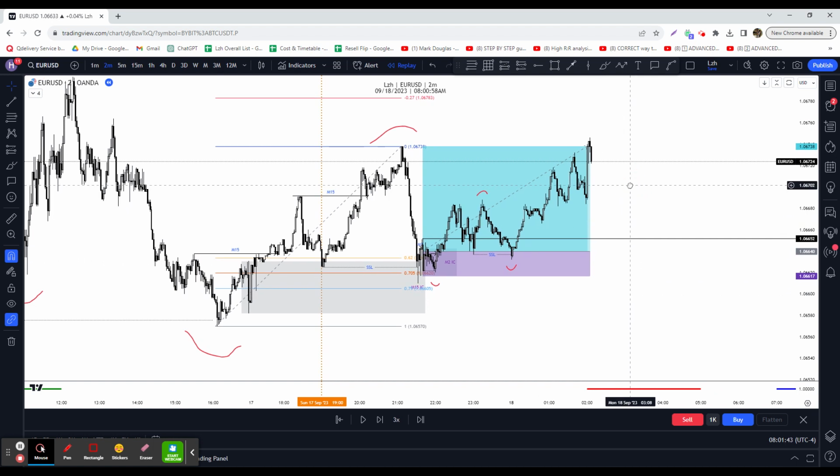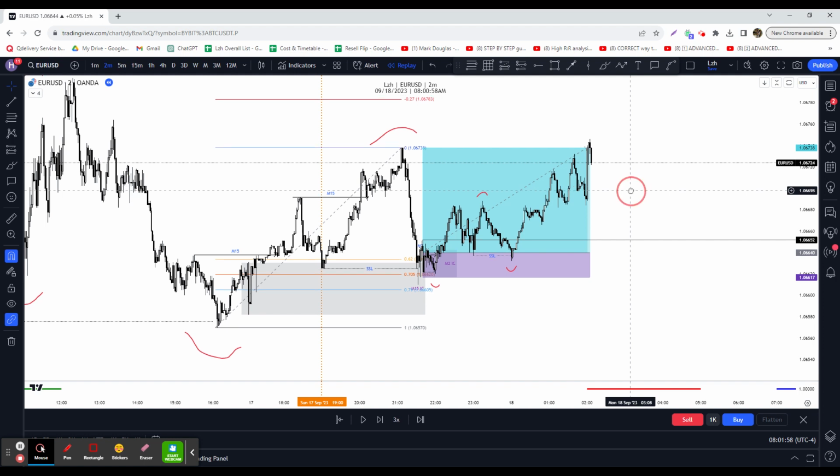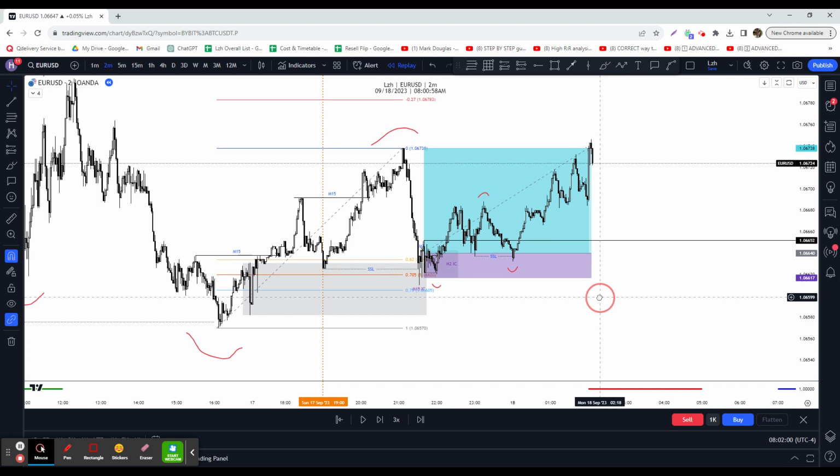If you're risking about 500 bucks on a 100,000 account, that will give you about 1,500 in profit. So 3R is still good risk to reward. Nothing to complain about. It's on Monday.